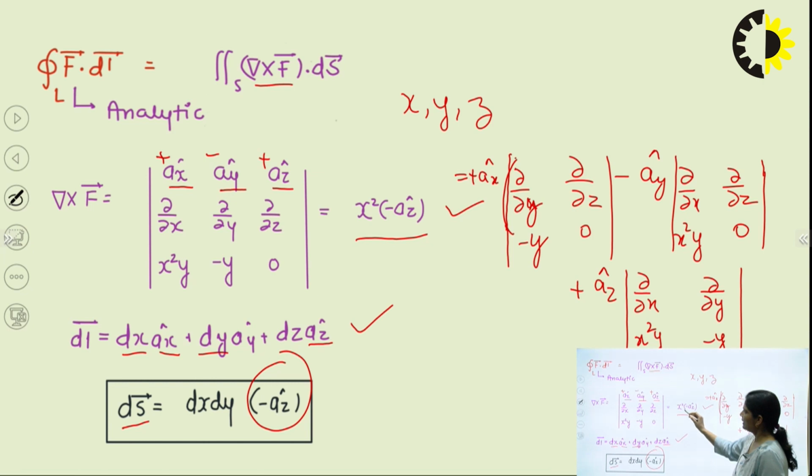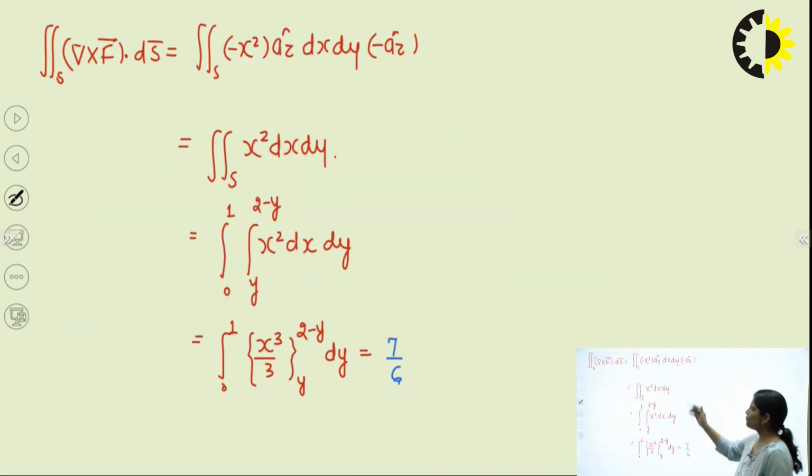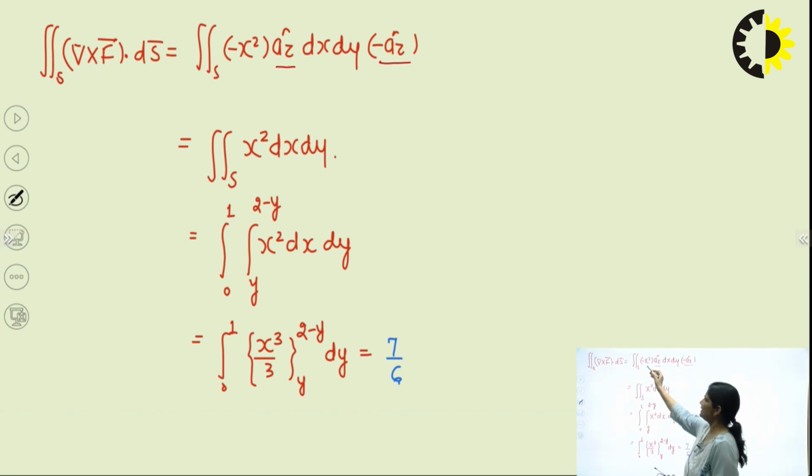Now here this is your curl of F, this is ds. So you should know the value of curl of F and ds. So put these values in this Stokes equation. Now find out, this is unit vector of z, this is unit vector of z. So write down here x square, it is in form of negative, this one is also in form of negative, so negative negative plus. So write down here x square dx dy.